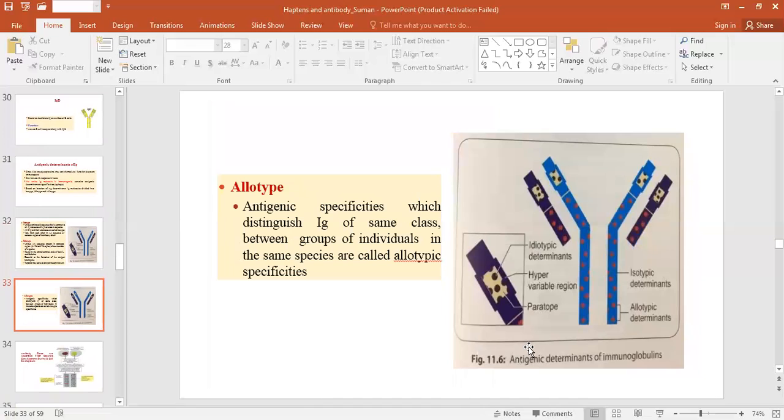The next one is the allotype. These are antigenic specificities which distinguish immunoglobulins of the same class between groups of individuals in the same species, and they are called allotypic specificities.